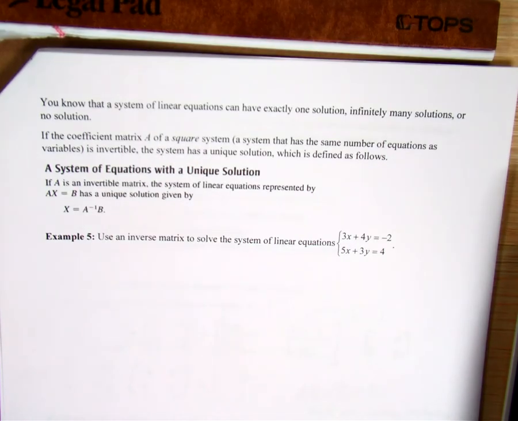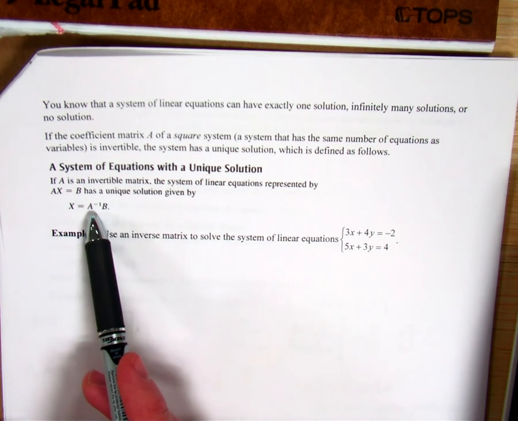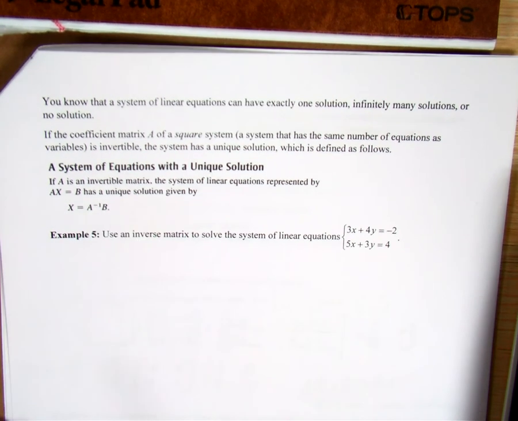Alright, you know that a system of linear equations can have exactly one solution, infinitely many solutions, or no solution. If the coefficient matrix A of a square system is invertible, the system will have a unique solution, which is defined as follows. If A is an invertible matrix, the system of linear equations represented by AX equals B will have a unique solution given by A inverse times B, which is how we kind of did things with the 3x3s in Algebra 2. Okay, we typed them into the calculator, into matrix A, and then we typed the answer side into matrix B, and we did A inverse times B.